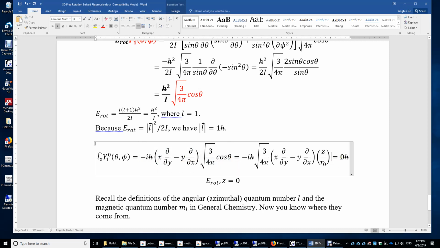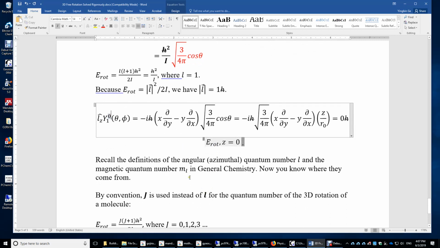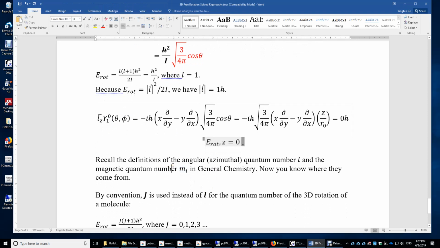That means the angular momentum in the z direction is simply 0. The particle does not rotate about the z-axis. So the rotational energy of the particle resides in the x and y directions. And over here we know this m sub L must be 0, and over here we see m sub L is indeed 0. Okay? And recall the definitions of the angular momentum quantum number L.